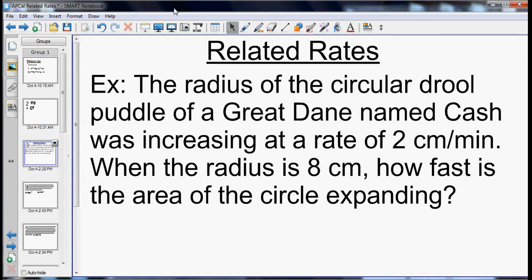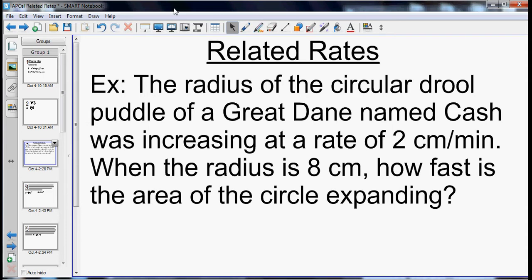So let's say that as he's panting, as dogs do, and drooling, as dogs do, it's creating a puddle down below. And that puddle is creating a circle of drool. It's a beautiful thing. And the radius of that circular drool was increasing at a rate of 2 centimeters per minute. Now, when the radius is 8 centimeters, how fast is the area of the circle expanding?